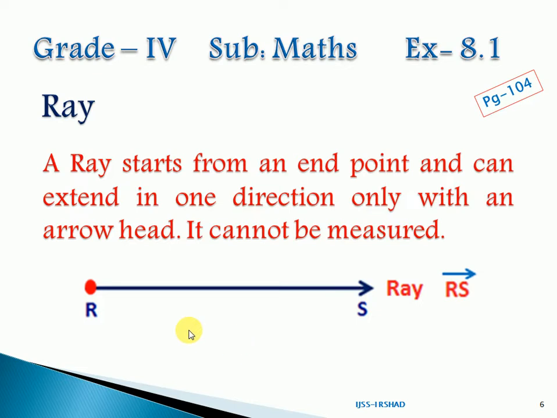You can see the ray coming from the sun, so the sun is the end point, and the non-ending point keeps extending. It doesn't have any end point. It's an imaginary length. We cannot measure it. When we are naming a ray, we give the first letter from the end point and the second from the non-end point. So we can say RS is a ray, and RS will not be equal to SR.